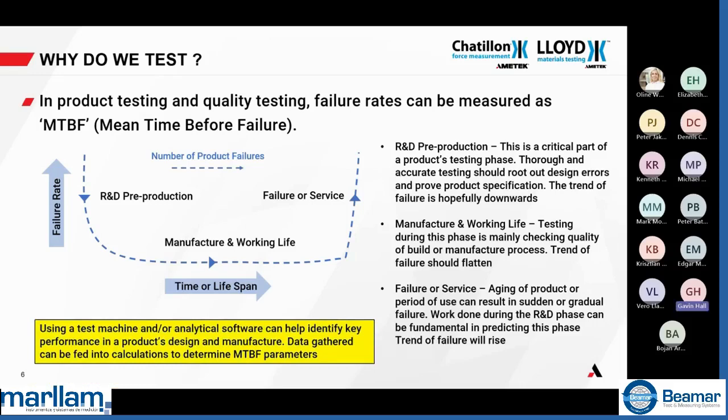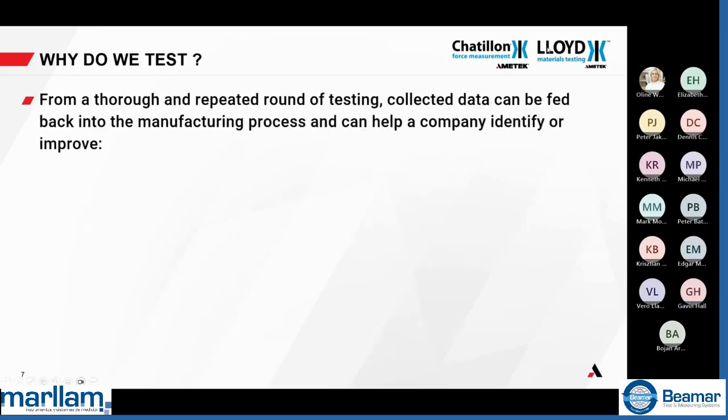From our point of view, using a test machine and or analytical software along with it can help identify key performance parts in a product's design and manufacture, and data that's gathered can be fed into calculations to determine the mean time before failure parameters. And then from a thorough and repeated round of testing, the data can be fed back into that process and help a company identify and improve the following factors.